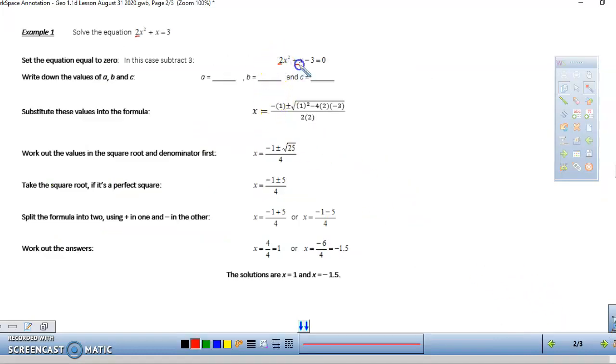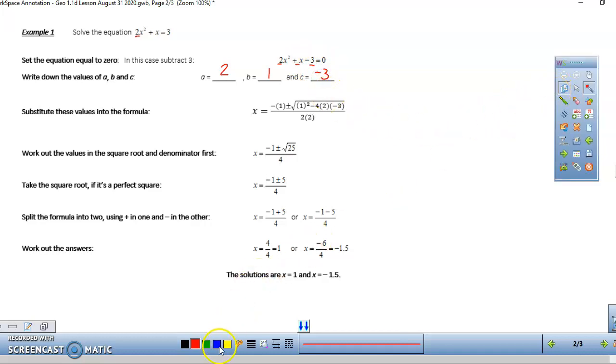So we have this guy, and this guy. So A is equal to 2, B is equal to, in this case, you would read this as 1x. So there's an assumed 1 in front of that x here. And then C, you do want to take the sign with the number. So this is going to be a -3.